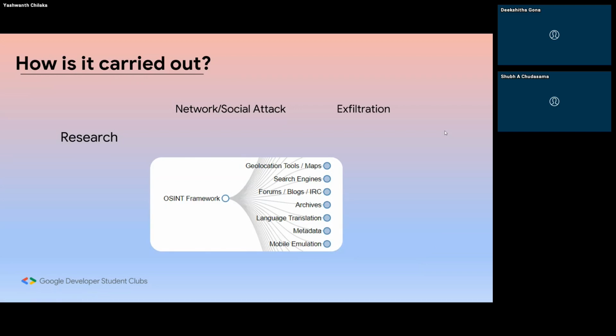So, how is it carried out? Crackers usually follow a basic pattern. They first plan their target and research their victims. They learn their target's vulnerabilities and attack accordingly. The research part is mainly carried out by the OSINT framework, which usually helps you to create a basic picture of your victim.